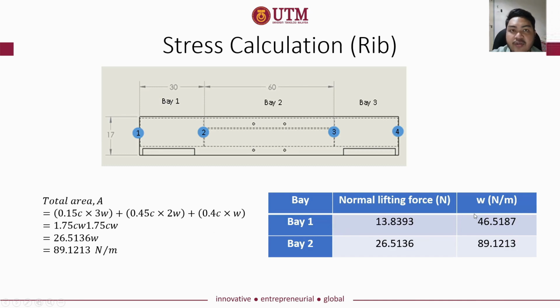Based on the graph of normal lifting force across the wingspan, for bay 1 it is 13.8393, and for the wing distribution we get 46.5187. As bay 1 and bay 3 are assumed to be equal, we only do the analysis for bay 1. Then for bay 2 the normal lift is 36.5136, and the load distribution is 89.1213.